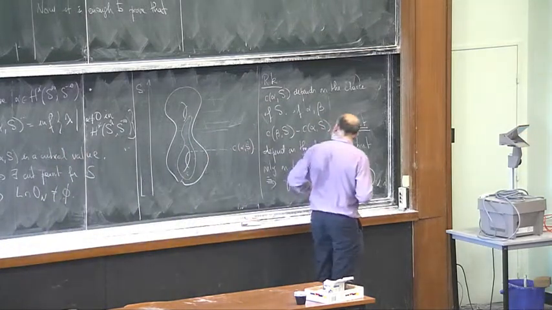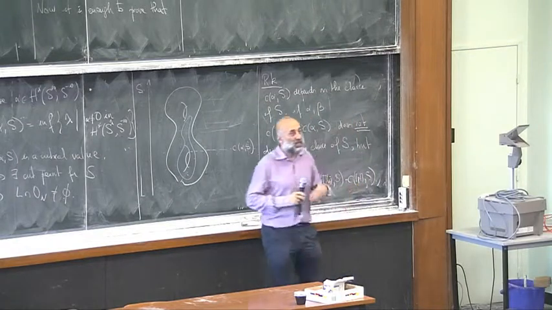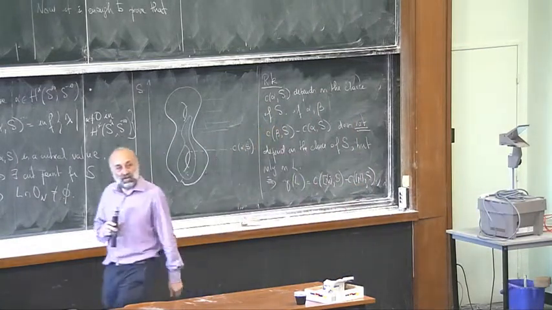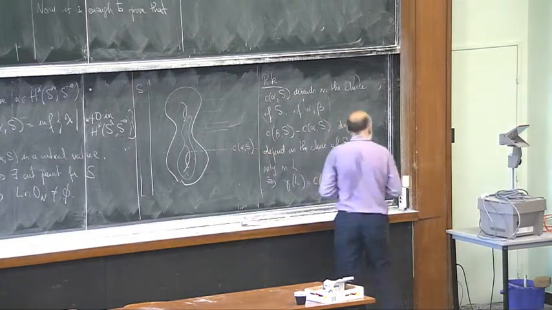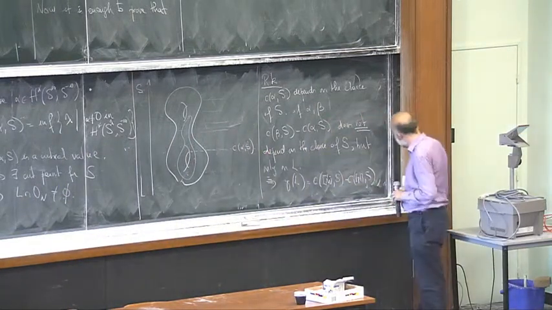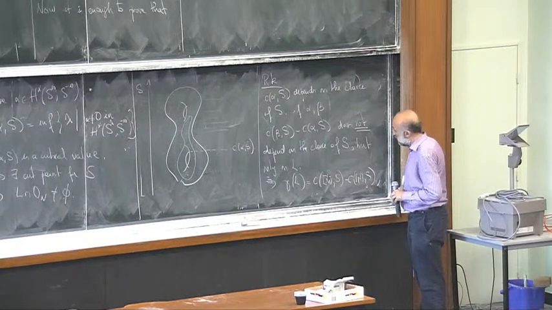So this difference here is actually, it measures the distance between the Lagrangian L and the 0 section, okay, and is an interesting object that you get from this construction.